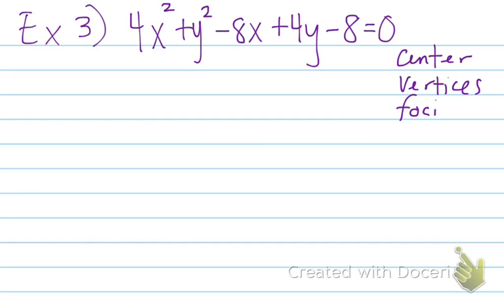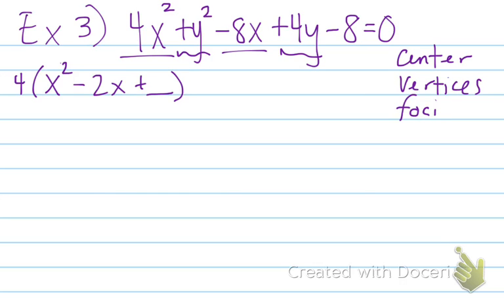Alright, this example gives you this equation up here at the top, and it says to find the center, vertices, and foci. In order to do that, it would be very helpful to have this in standard form. So we're going to have to complete the square. I see a 4x squared and a negative 8x. I'm going to group those together and factor out a 4. So I have 4 times x squared minus 2x plus blank, and then for the y squared and 4y, I have plus y squared plus 4y plus blank. And then I can move that negative 8 over to the other side and make it a positive 8.